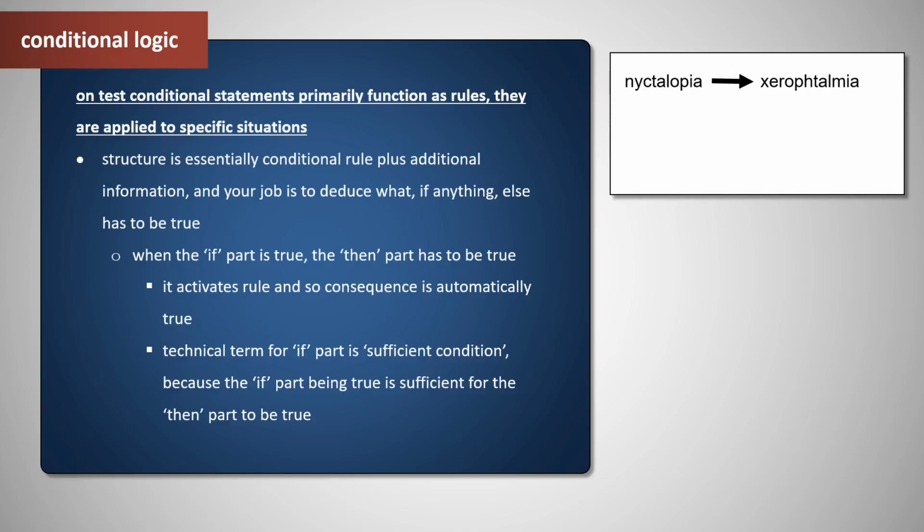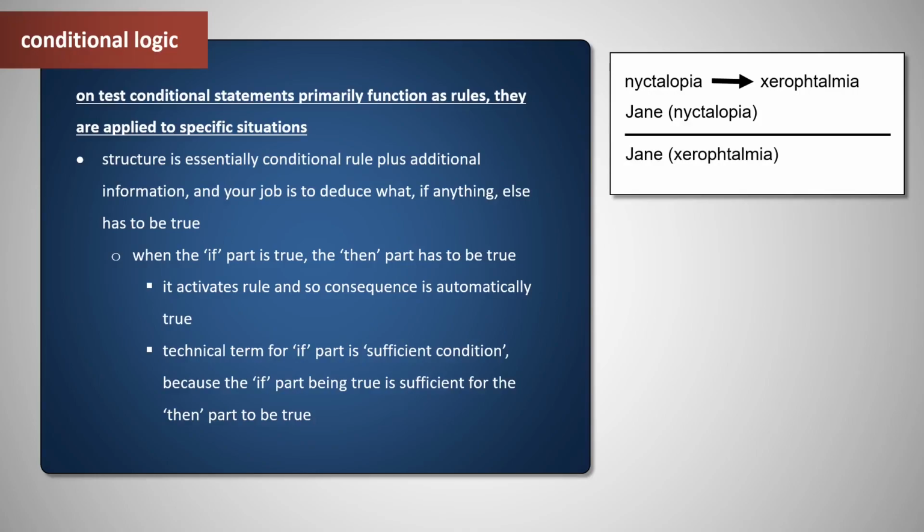So here the statement is basically saying, if you have nyctalopia, you have xerophthalmia, and then you're additionally told that Jane has nyctalopia. Well, what do you know? Well, the same exact thing. The fact that Jane has nyctalopia activates the rule, and so what does that mean? The consequence is automatically true. So if she has nyctalopia, then you know she definitely has xerophthalmia, regardless of what these obscure medical conditions actually mean. You don't have to know that.